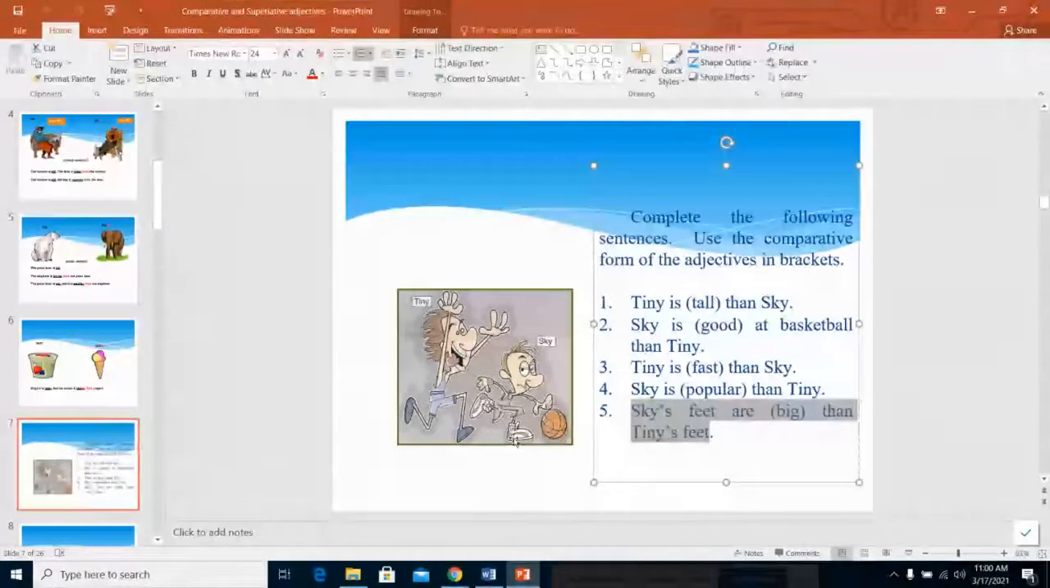This is Sky. This is his feet. And this is Tiny's feet. So my feet are bigger, doctor. Bigger than Tiny's. Yes, yes.